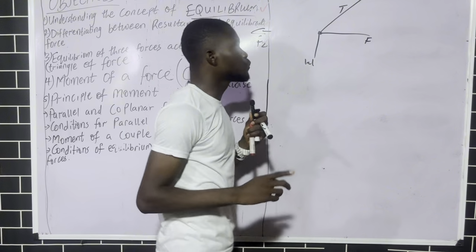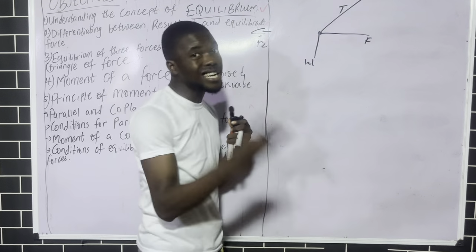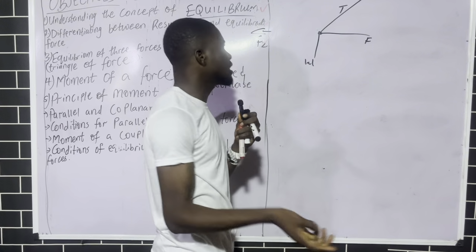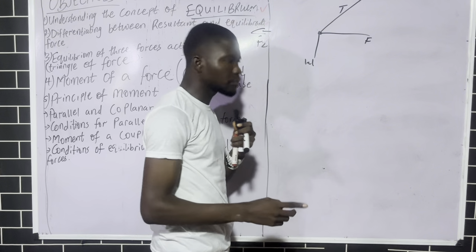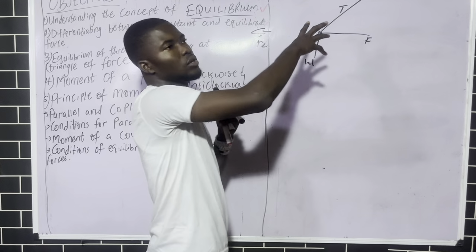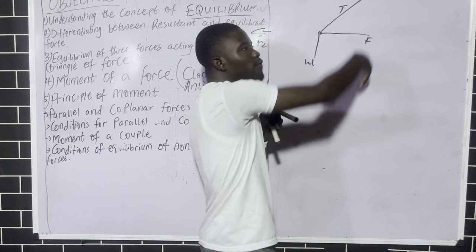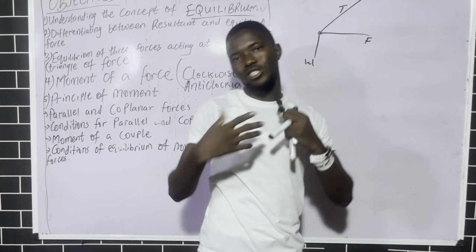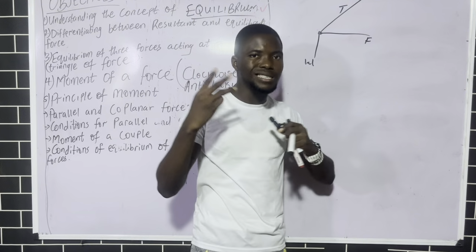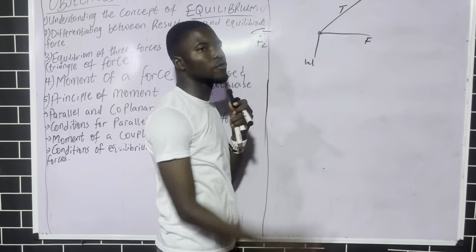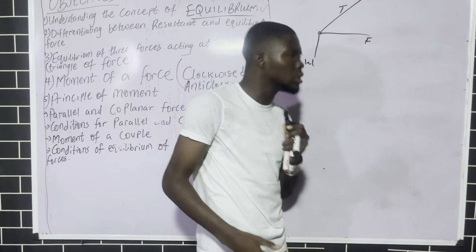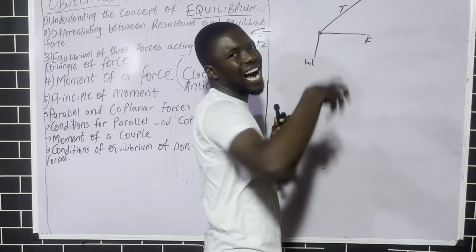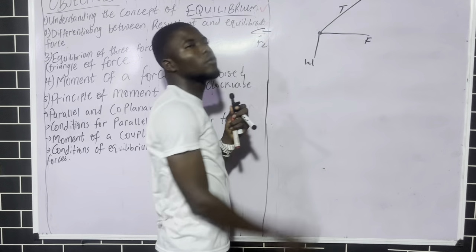The principle states that if three forces act at a point and they bring the body to equilibrium, then we can represent the three forces with the sides of a triangle, because a triangle is a shape that has three sides. Just as we use the parallelogram law to solve resultant force, the same way we can use the principle of triangle of forces to solve three forces in equilibrium.